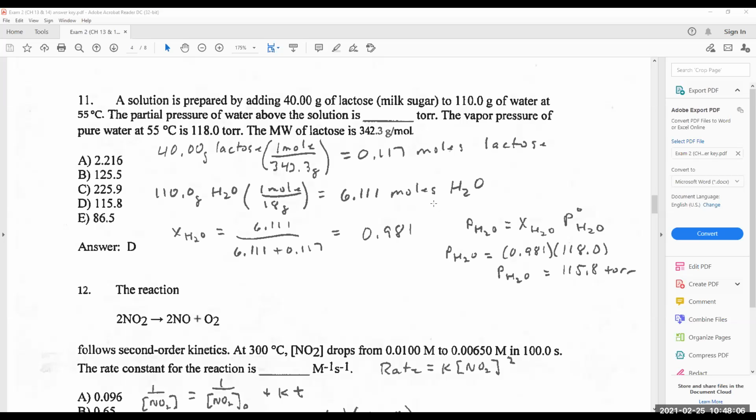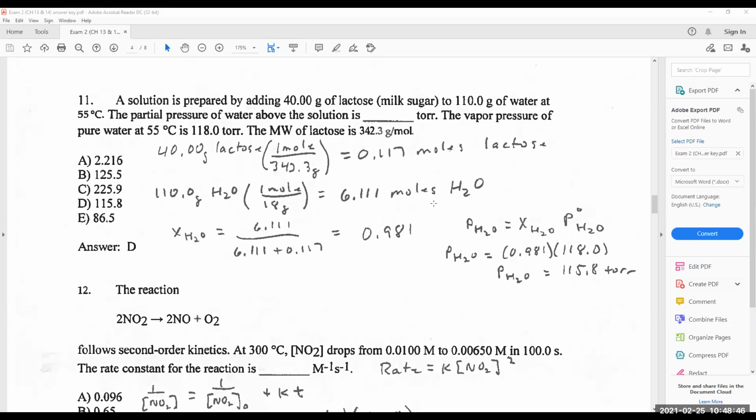So the key here is remembering that to calculate that pressure, we need the mole fraction of water times the vapor pressure of the pure water at that temperature. We were given the vapor pressure of the pure water at that temperature, that's the 118 torr. So really what we needed to calculate was the mole fraction of the water. So mole fraction of the water would be the moles of water divided by the total number of moles. So we need to go and calculate the moles of water and then the moles of the lactose.